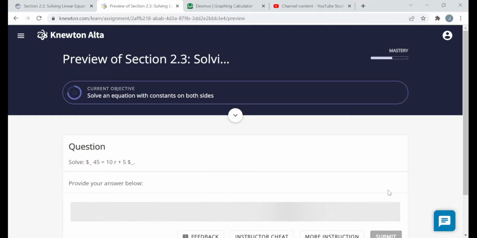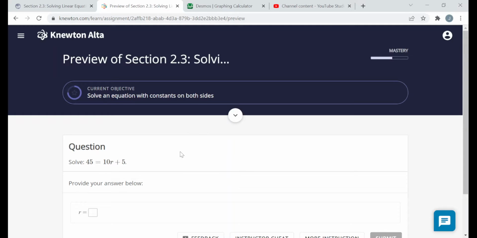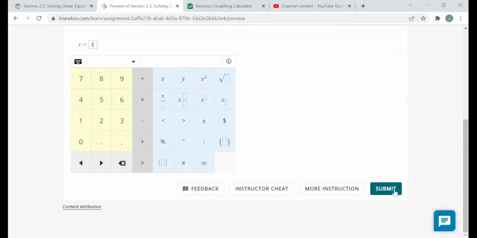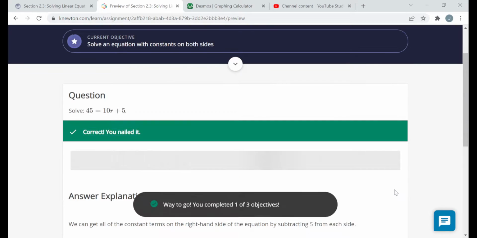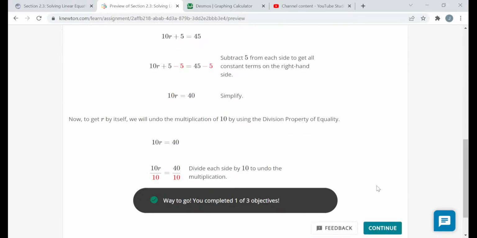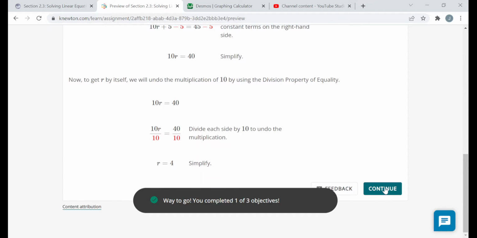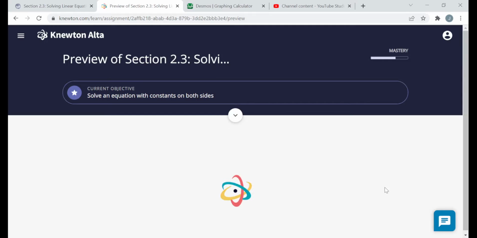So I might talk out a lot of the rest of these. Like here, I would subtract 5. You'd have 40 equals 10 times r. Then divide by 10. 40 divided by 10 is 4. All right, r equals 4, positive 4. Great, so that objective's done. I'll just talk out those quick little two-steppers.